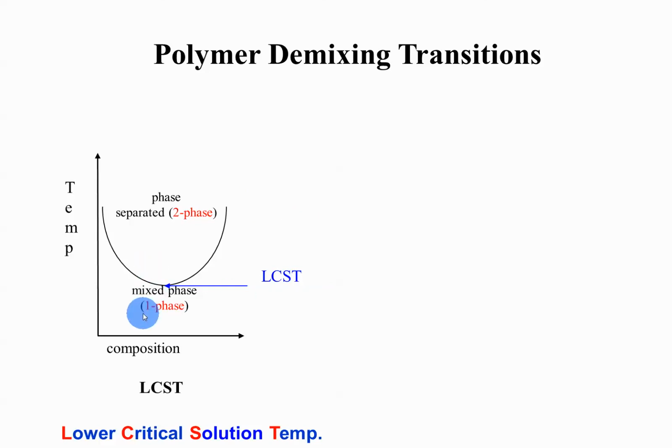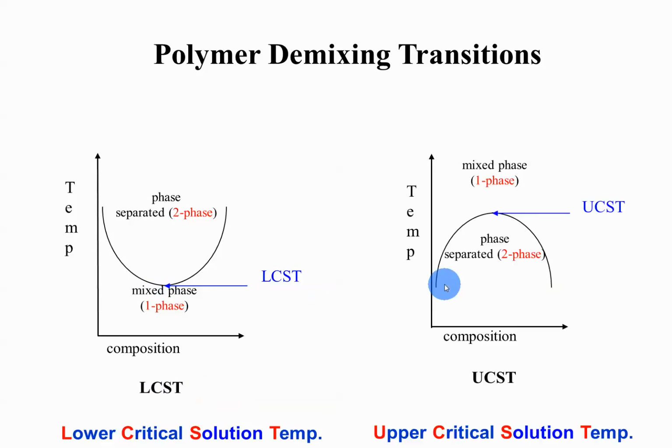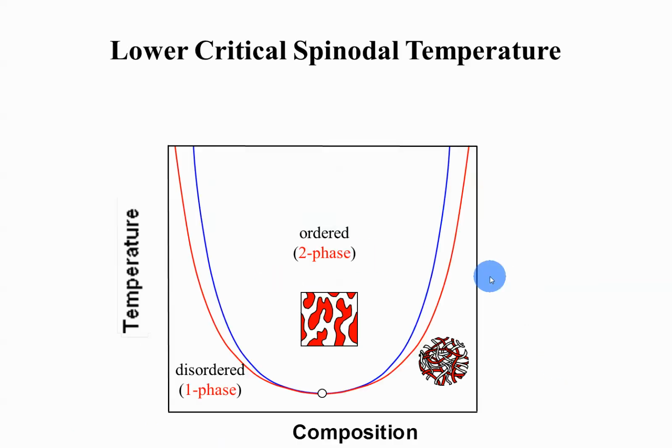If you phase separate upon heating, there's a lower critical solution temperature, LCST. One phase, two phase, and so on. If you phase separate upon cooling, there's an upper critical solution temperature, UCST. And one phase, two phase, and so on. Okay? These are the two main cases we'll deal with here.